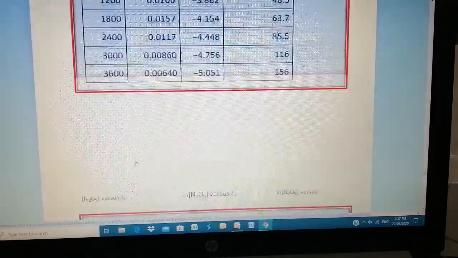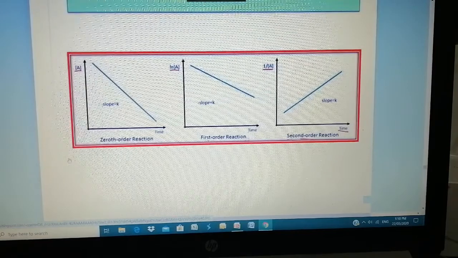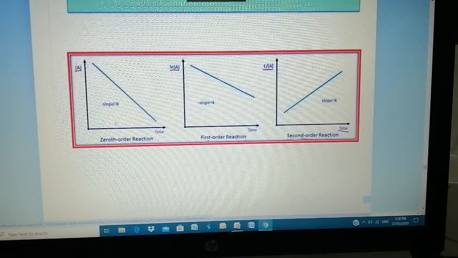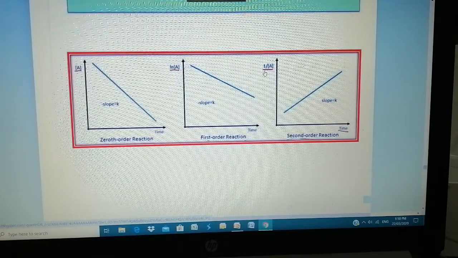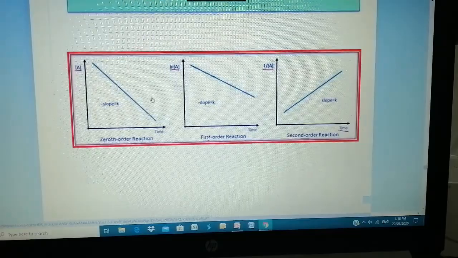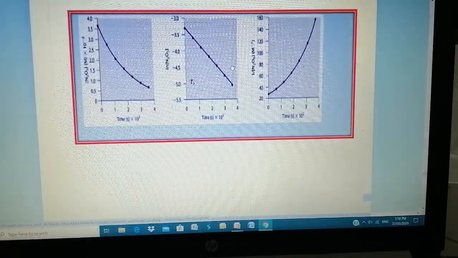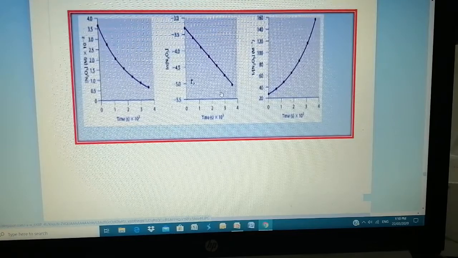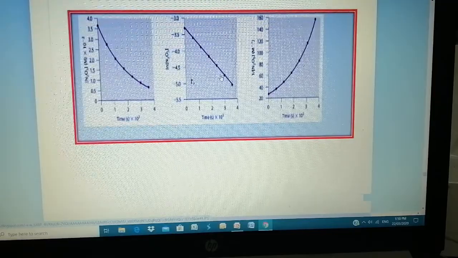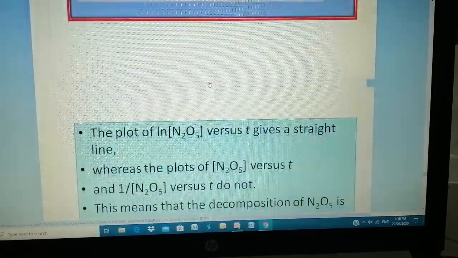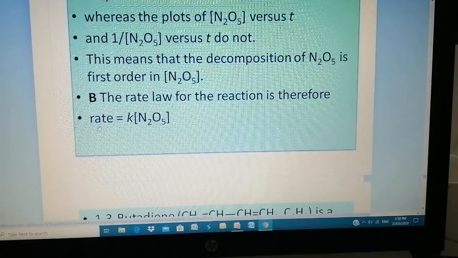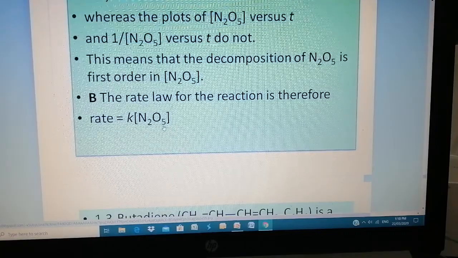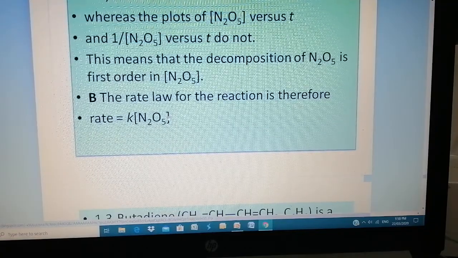So how do you remember that? You have to go back to the shapes. If concentration and time, it's a straight line like this. If log A and time, it should be a straight line. If 1 by concentration and time, it should be a straight line. When we compare this with these graphs, these two are not straight lines, only this one, that is log concentration and time, is a straight line. So the order of the reaction will be first order. And how do we write the rate? Rate equals K multiplied by the concentration of N2O5. So the order of the reaction is 1.